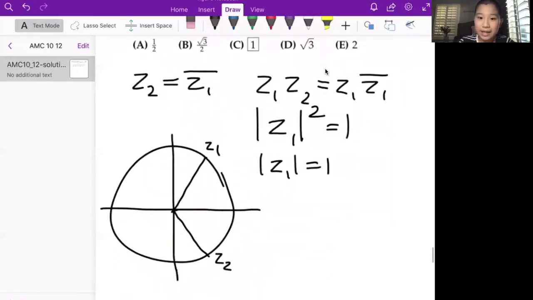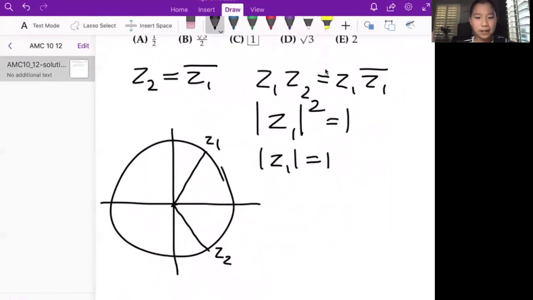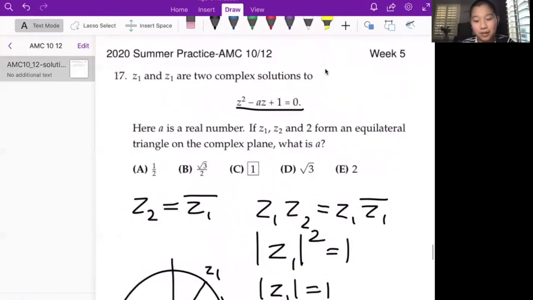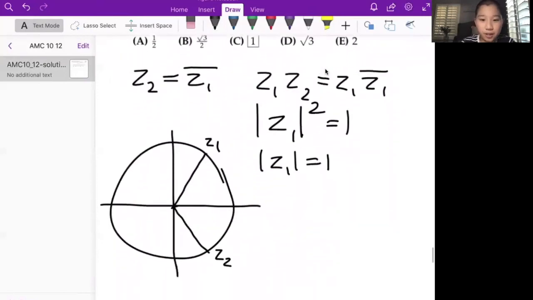So to find A, first we have to find Z1 and Z2, but not really. We just need to find their sum, and that's A by Vieta's formulas. So their sum, adding head to tail, tail to head, we get this. So it is at 1. So A is actually just equal to 1.